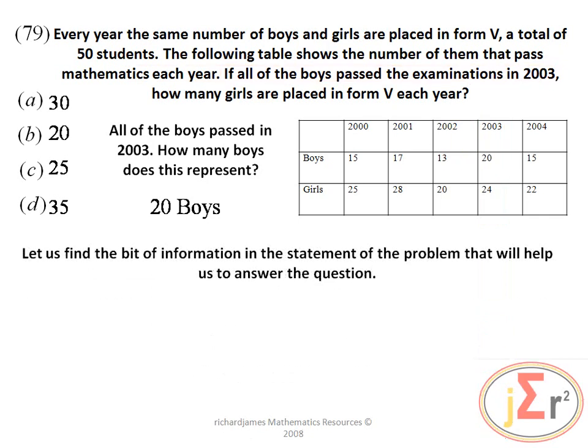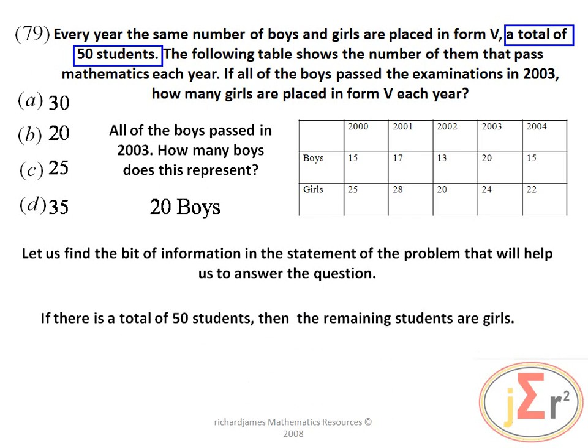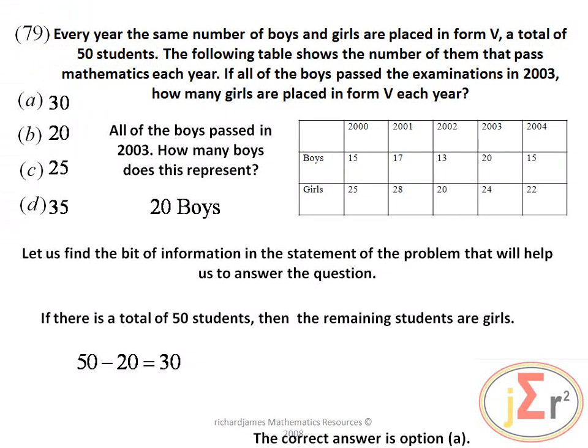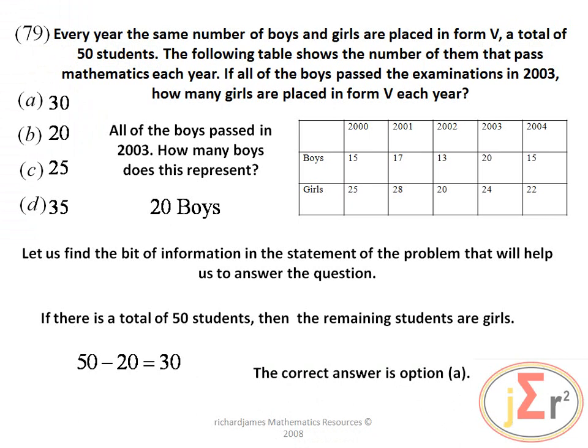Let us find the bit of information in the statement of the problem that will help us to answer the question. We have a total of 50 students. There's always a total of 50 students in the class. Right? All of them pass the examination and 20 pass the examination. So we are sure that there are 20 boys in the class. So how many girls are present? If there is a total of 50 students, then the remaining students are girls. 50 minus 20 is equal to 30. The correct answer is option A.